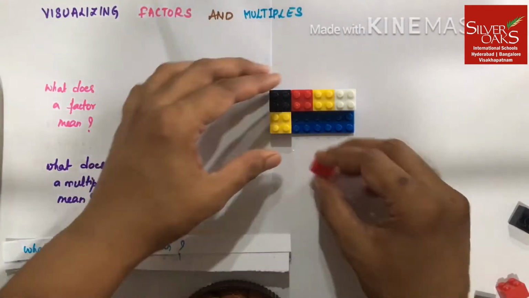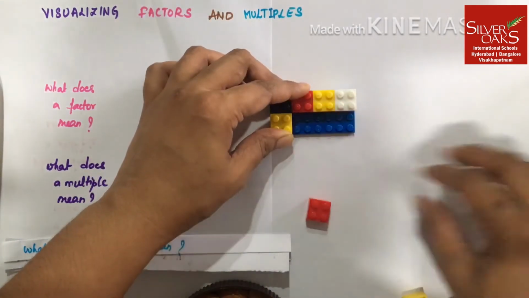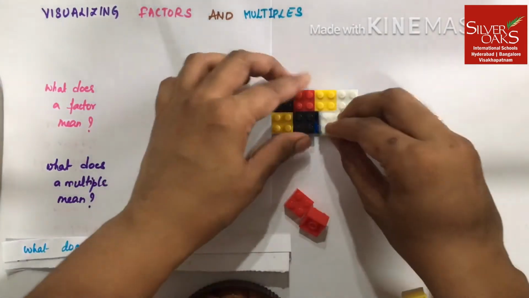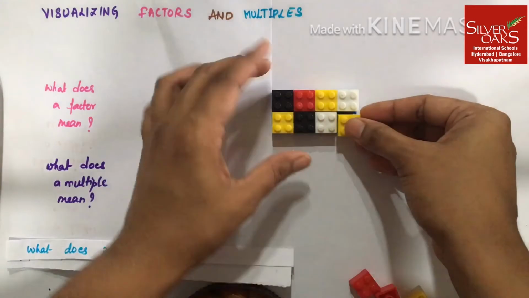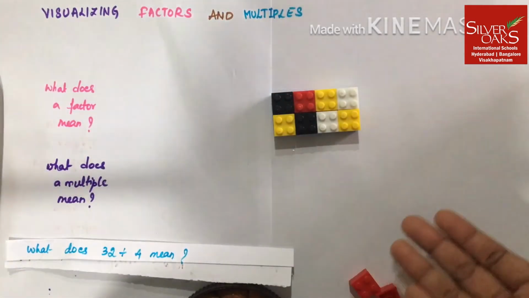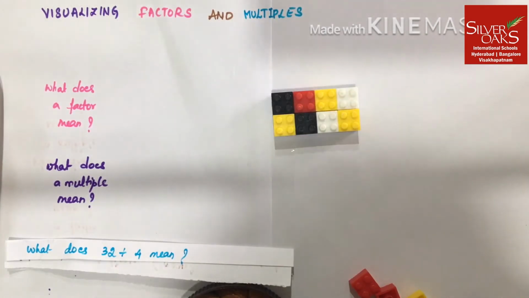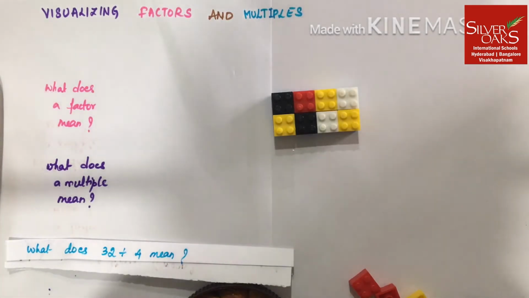fifth, sixth, seventh and eighth. So to how many groups am I able to give? 8. So when you are dividing your 32 dots, or you are sharing your 32 dots in such a way that each group is getting 4 dots, we are able to do it so for 8 such groups.